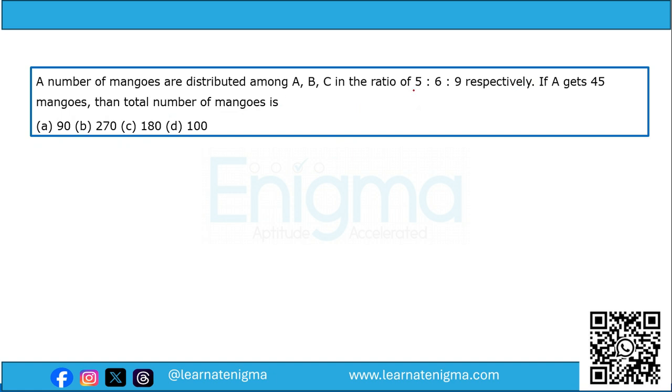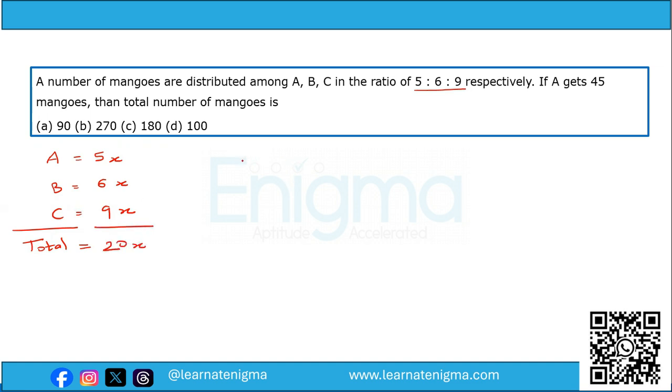Now, the ratio of mangoes distributed among A, B, and C is 5 is to 6 is to 9. So we can assume A has 5x mangoes, B has 6x mangoes, C has 9x mangoes. That means we can say that the total number of mangoes is 20x.